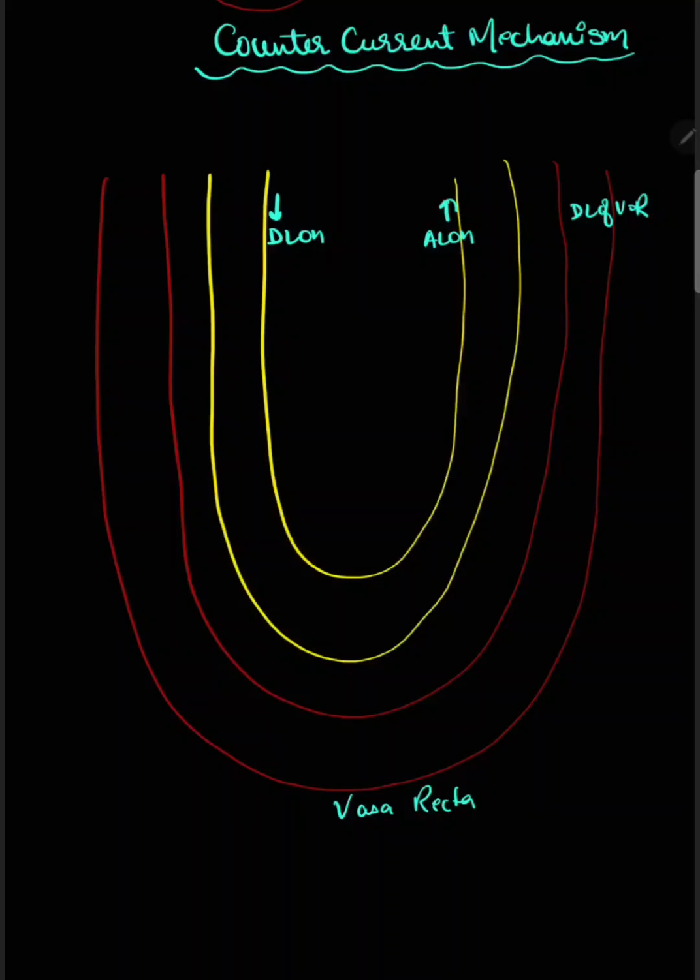All the other portions around the PCT and around the DCT are overall called the peritubular capillary, but the specific portion around the loop of Henle is named vasa recta. Now this is the descending limb of vasa recta, and this one is the ascending limb of vasa recta. So it goes opposite. Now the filtrate is going in this direction, but the blood is coming in this direction.